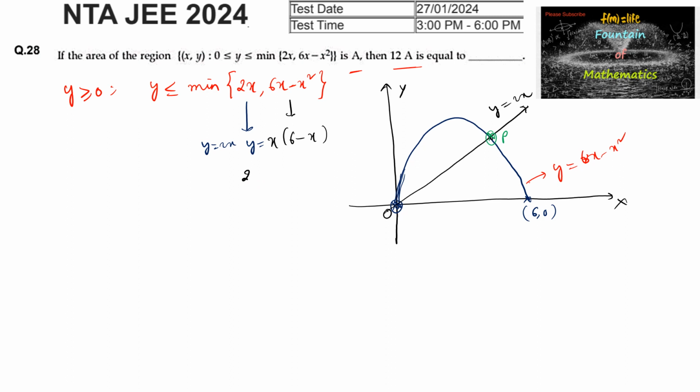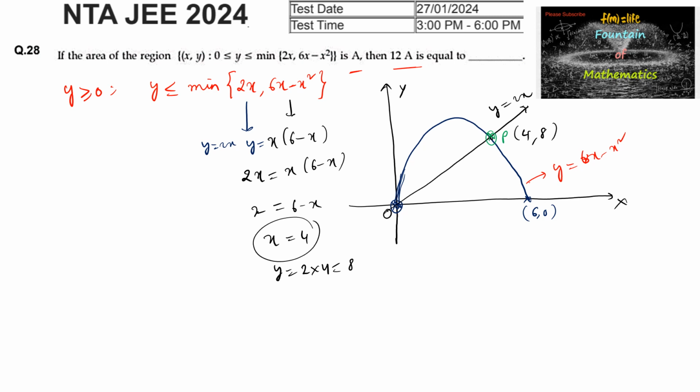Let us simplify: 2x is equal to x times (6 minus x), or we can write 2 is equal to 6 minus x, or x is equal to 4. So we can consider the point x is equal to 4. If x is equal to 4, y is equal to 2x, that is 2 into 4, which is 8. So (4, 8) is the point.